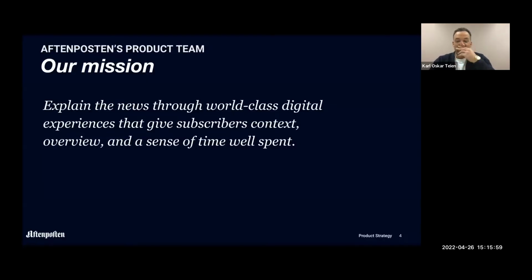Now, if you look at the product team specifically, I mentioned earlier that the product team in Aftenposten is comprised of tech engineers, product managers, and designers. And what we focused on is what I described in this mission here. We focus on not just creating a sense of urgency or getting as many users as possible to click as many articles as possible. We focus on explaining the news through what we think needs to be world-class digital experiences. After all, we are competing against some of the most engaging digital services out there for that same time.